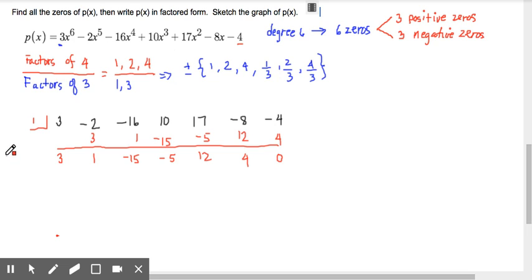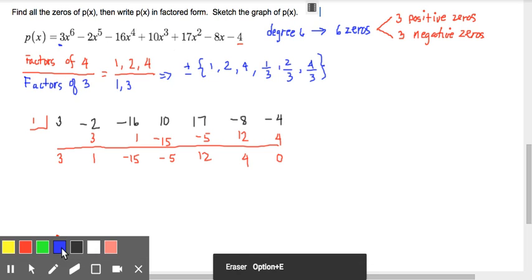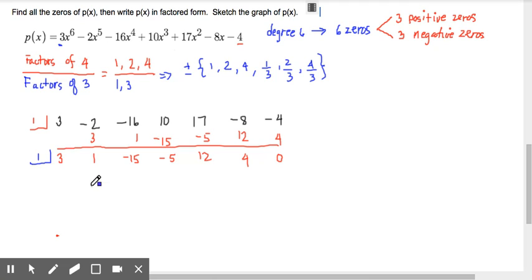Now, let's try if 1 is a 0 again. Once we found a 0, find out if it's a double 0 or a triple 0 or a quadruple 0. So we have to test it until it stops being a 0 of the function. So we bring down 3. 3 times 1 is 3. 1 plus 3 is 4. 4 times 1 is 4. Negative 15 plus 4 is negative 11.